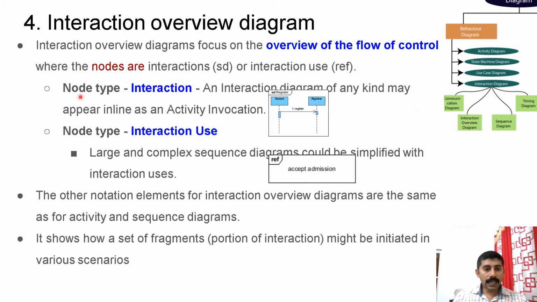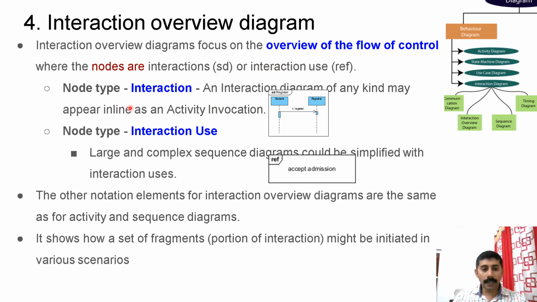Now, the last type of interaction diagram is the interaction overview diagram. It is actually a combination of two concepts: your sequence diagram and the activity diagram. We haven't learned the activity diagram in detail, so I'm not going to explain much about this. The interaction overview diagram focuses on the overview of the flow of control, where the nodes are interactions or interaction use.